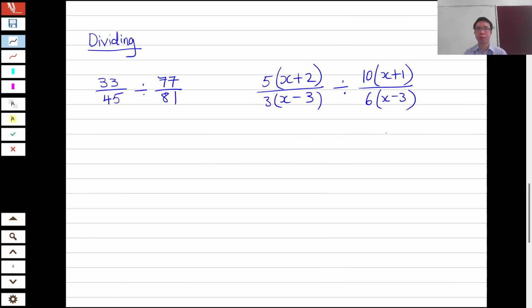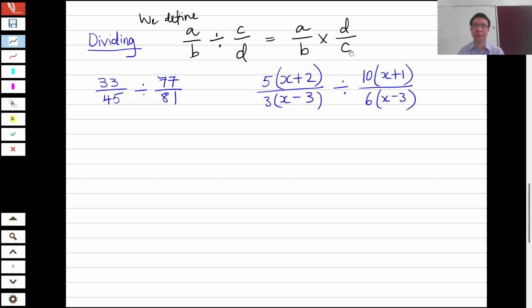Okay, to divide by a fraction, let's say I'm completely general. I have two fractions, a on b, and I want to divide by c on d. We define a on b divided by c on d to be the same as a on b times d on c.